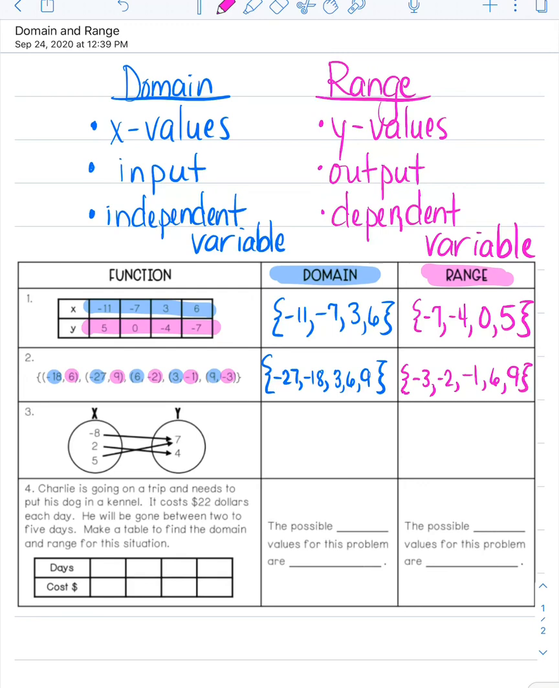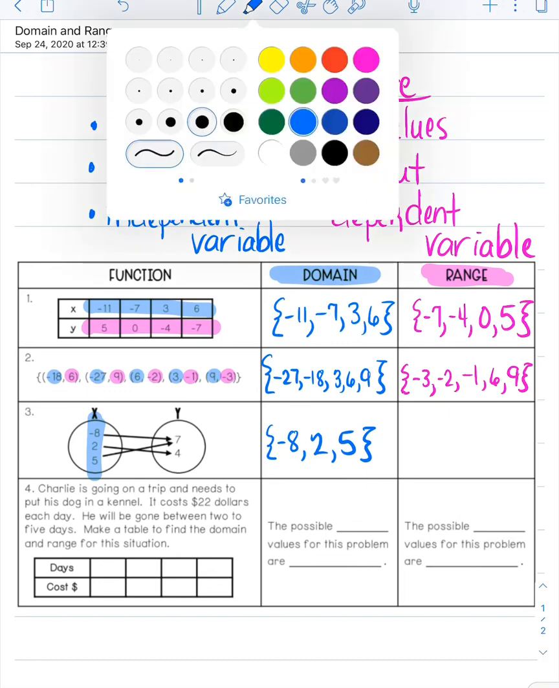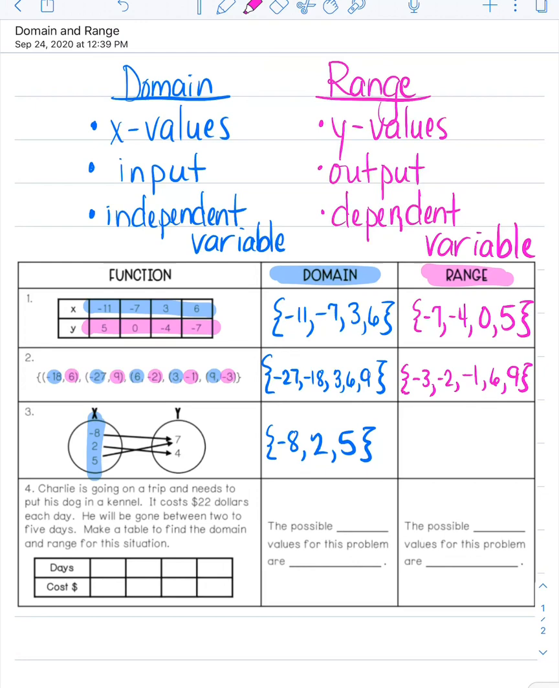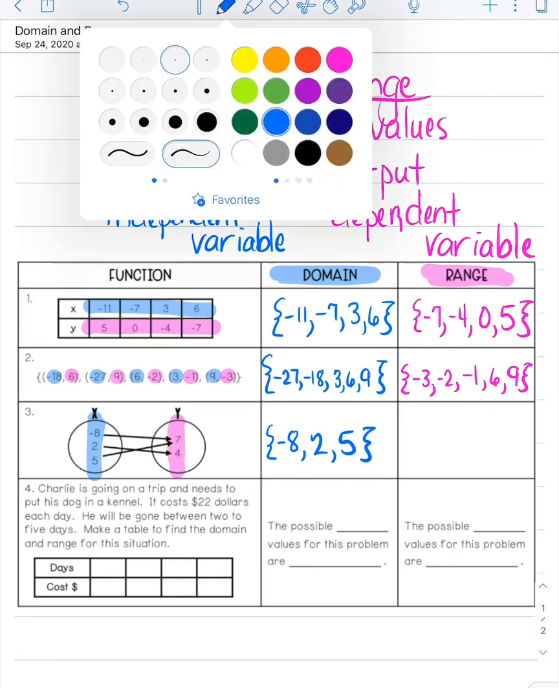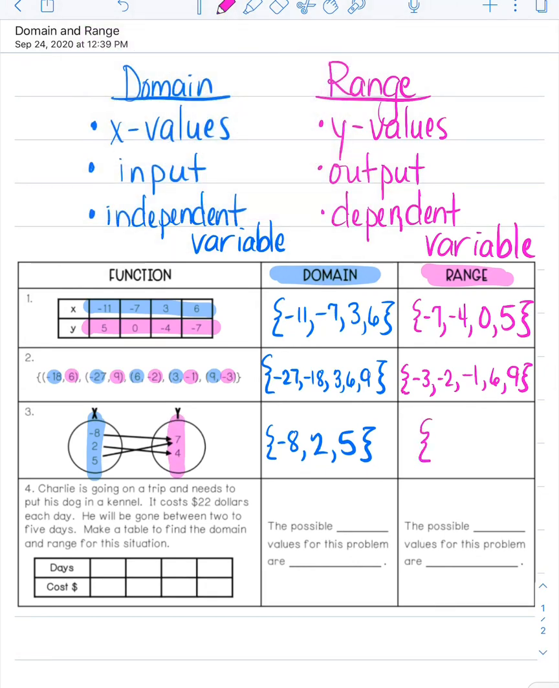So let's take a look at number 3. So let's find our domain or our x values. Well, they're all on the left-hand side. So let's list that as a set from least to greatest. And they're in order: -8, 2, 5. And let's do the same thing for our range or our y values. So from least to greatest, I've drawn my brace, and I have 4 and 7.